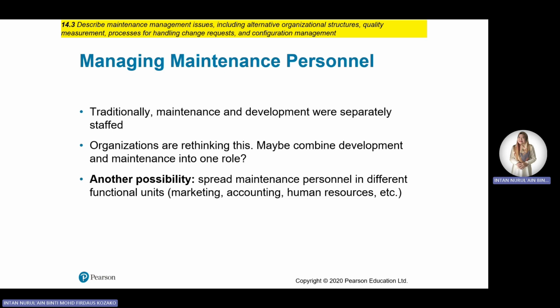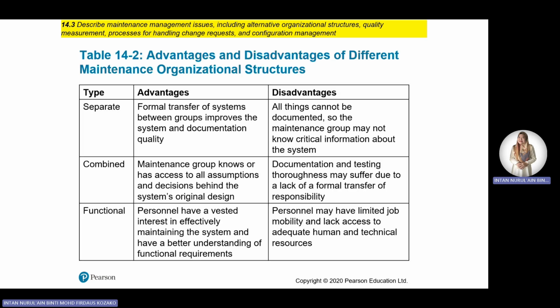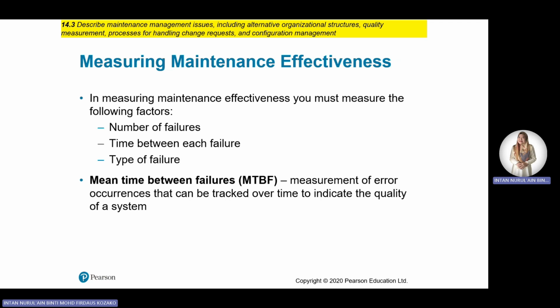And then functional units where maintenance staff work within the business unit itself. So this is the advantage and disadvantages of different maintenance organizational structures. Kalau organizational structures tu adalah separate, advantage dia macam ini, disadvantage dia macam ini. Kalau combine pun sama juga, dia ada advantages dia and disadvantages, and same goes to the functional, advantages dia and disadvantages. So in measuring maintenance effectiveness, macam mana kita nak tahu yang kita ni maintain sistem kita ni dengan baik?